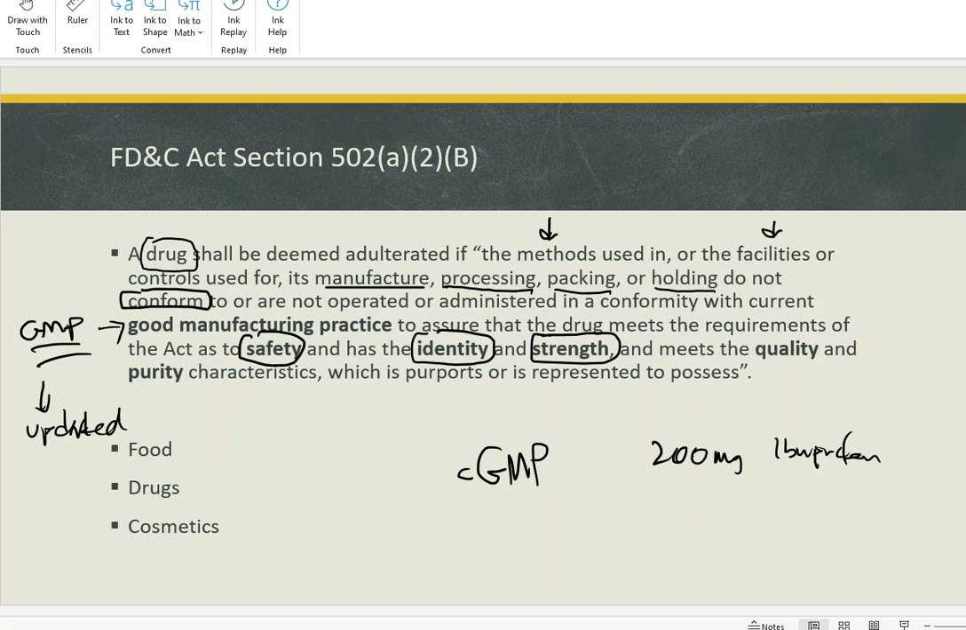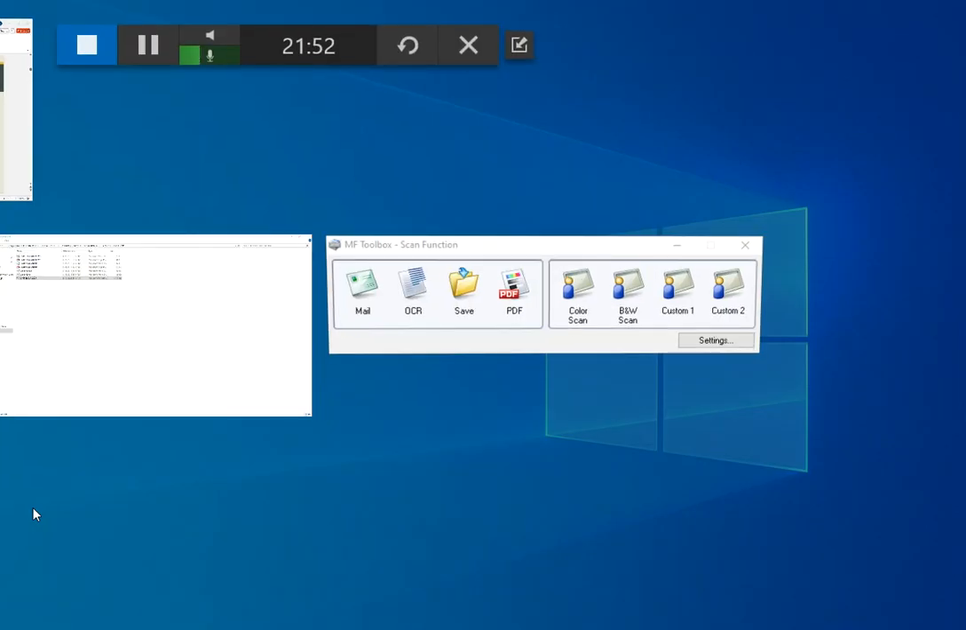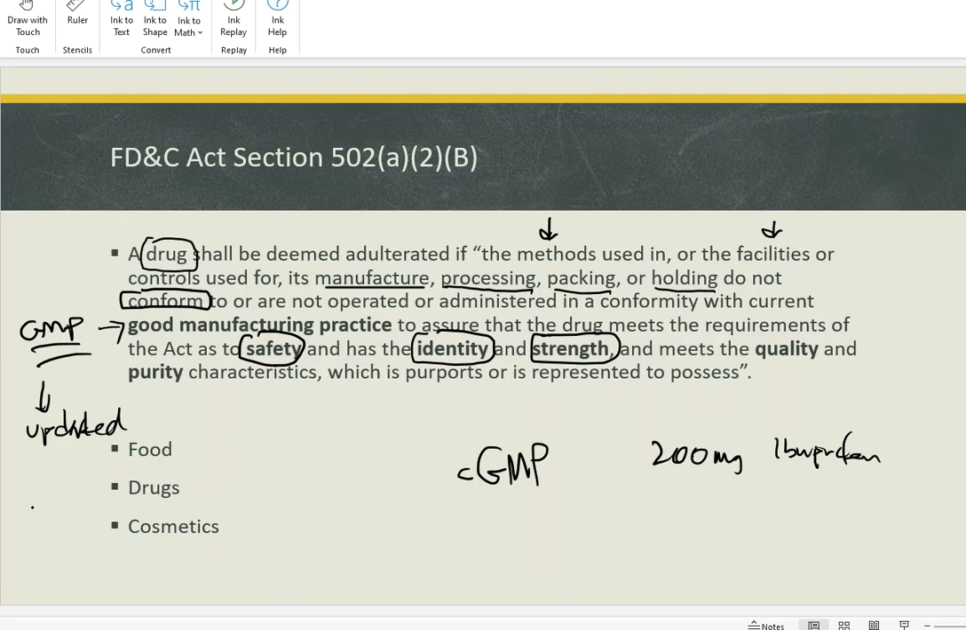Then the strength of it, well, your label says 200 milligrams in the tablet. Is 200 milligrams actually there? Yes or no? So where's the lab data? Where's the information that helps support that justification that you're doing on that label? So the identity, the strength, is it safe? So is it really just ibuprofen? Did you make sure that you produce this in an environment that limited the impurities of what was going to be there? So that leads us into terms that we are going to focus on as quality and purity.